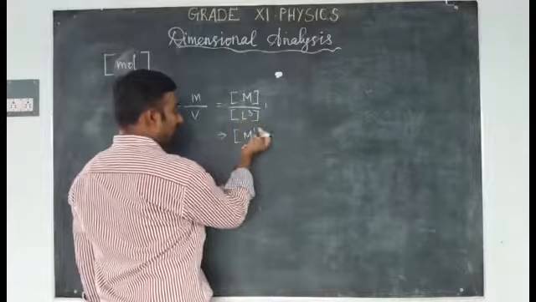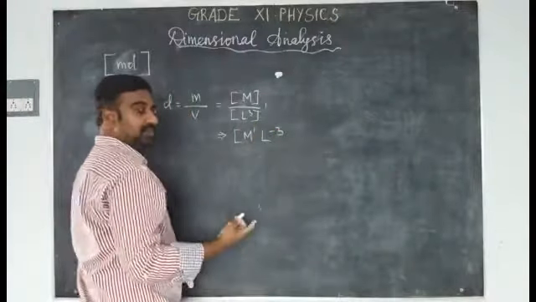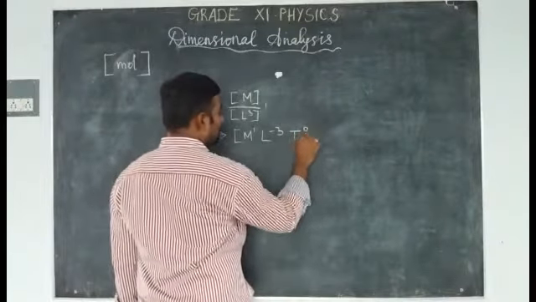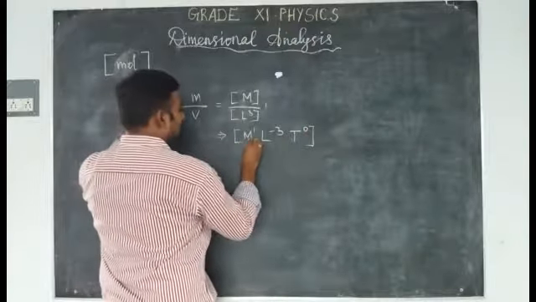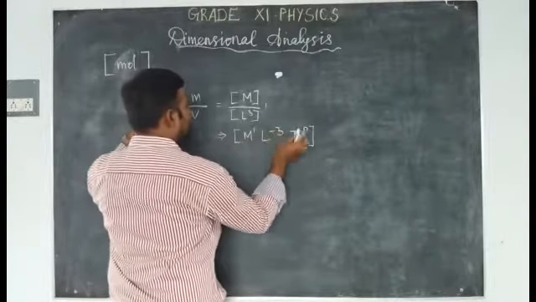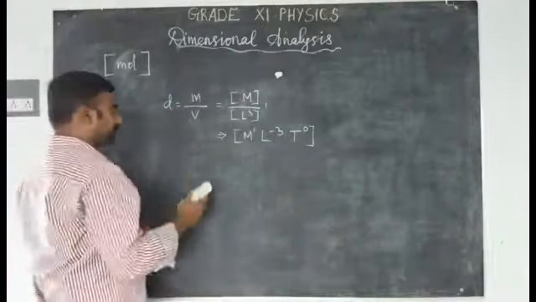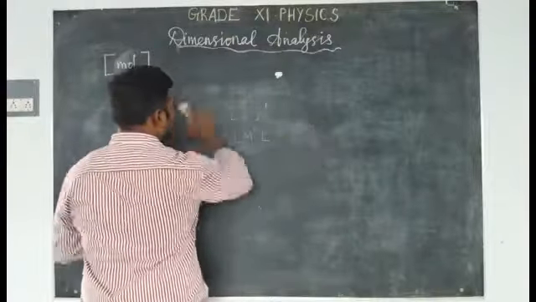Then L cube, the denominator becomes numerator. Then L power minus 3. But time is not there. So we can take it as 0, because anything to the power 0 becomes 1. So this is the dimension of density. So M, L power minus 3, T power 0 is the dimension of the density. Similarly, we can get the dimensional formula for many physical quantities.